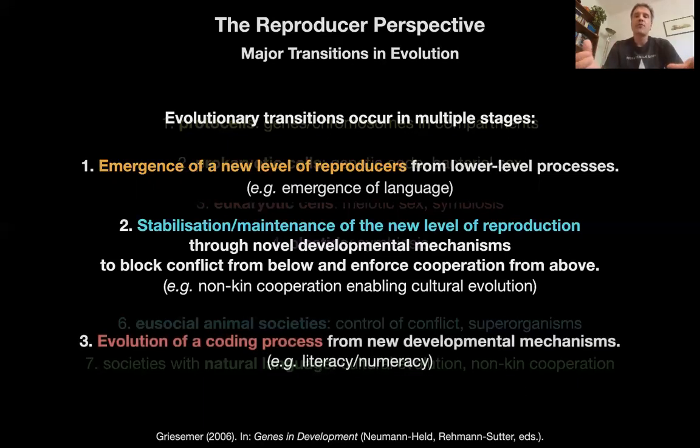And that involves a third step, just like the very beginning of life itself, where genes arise as replicators. So the third step is the evolution of a coding process from new developmental mechanisms. And just like the genetic code arose at the origin of life, more or less, this origin of cultural evolution involves also coding systems such as literacy and numeracy. And abstraction in itself is part of that. You don't even need to be able to write to have a coding process, so that you have abstract terms for things out there that you can communicate to your fellow human beings, okay?